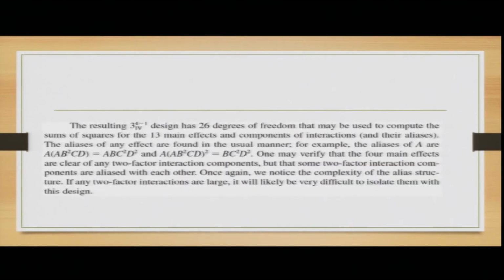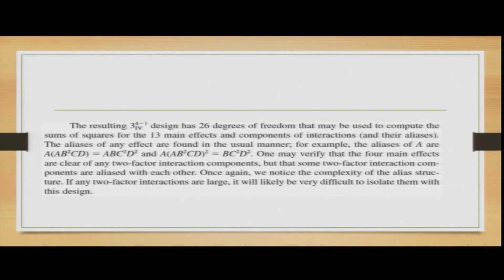The resulting 3^(4-1) fractional design has 26 degrees of freedom that may be used to compute the sum of squares for the 13 main effects and interaction components which you are trying to find out. The aliases of each effect are found in the usual manner. For example, the aliases of A are given as A times AB²CD, and A times (AB²CD) squared comes out to be BC²D².